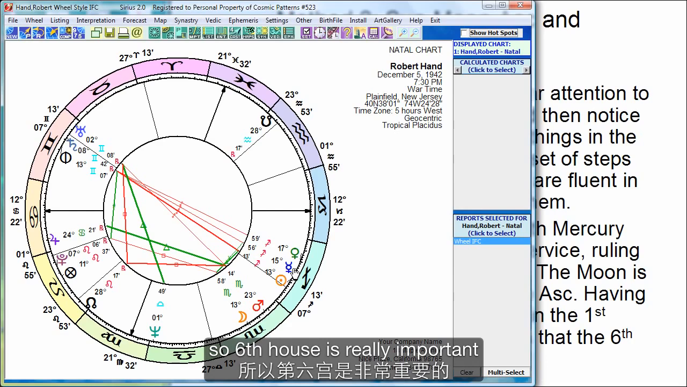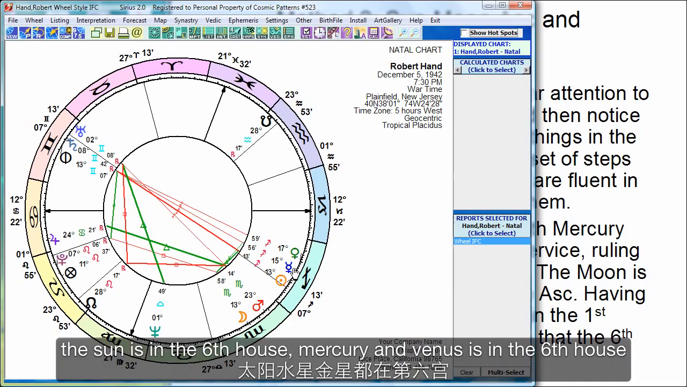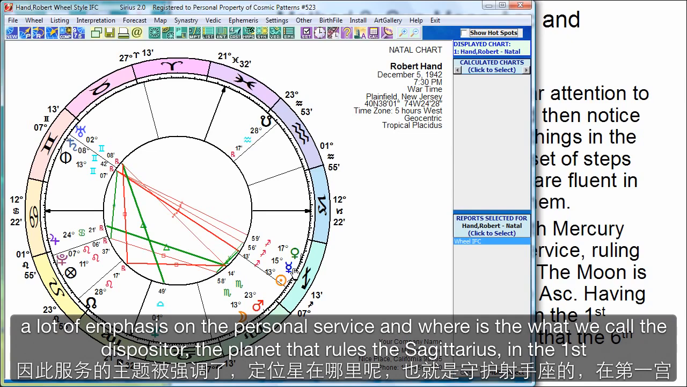So 6th house is really important. The Sun is in the 6th house. Mercury and Venus are in the 6th house. A lot of emphasis on personal service. And where is, we call the dispositor, the planet that rules the Sagittarius?